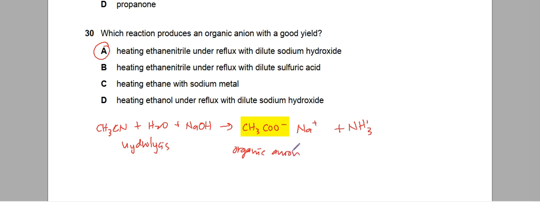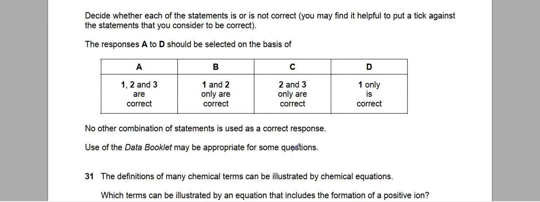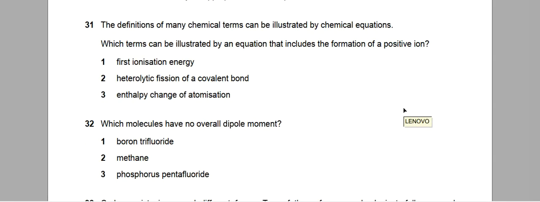Okay, number 31, we need to tell which combination corresponds to ABCD. Definitions of many chemical terms can be illustrated by chemical equations. Which one includes formation of positive ion? So ionization energy, yes, because it's losing one electron, so it forms a positive ion.